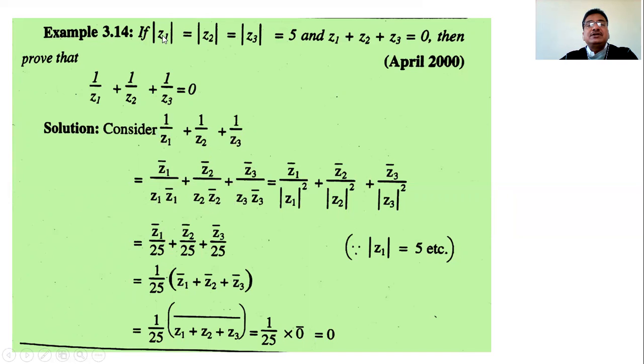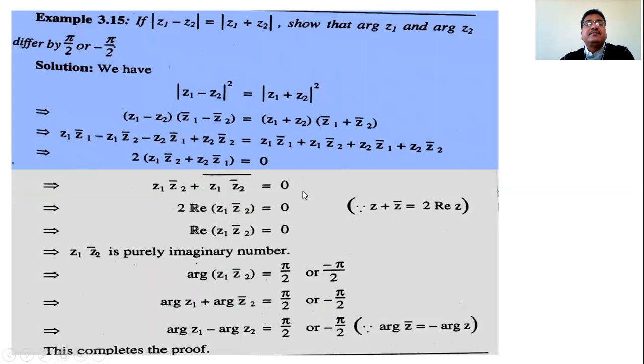And mod Z1, mod Z2, mod Z3 are 5, so their squares are 25. And then take 1 by 25 as common: Z1 plus Z2 plus Z3, the whole bar. Because we know that the conjugate of Z1 plus Z2 is Z1 bar plus Z2 bar, by using the definition of conjugate. And then we have this. And Z1 plus Z2 plus Z3 is what? 0. And 0 bar is itself 0. So 0 into 1 by 25 is 0. So we have the answer 0.